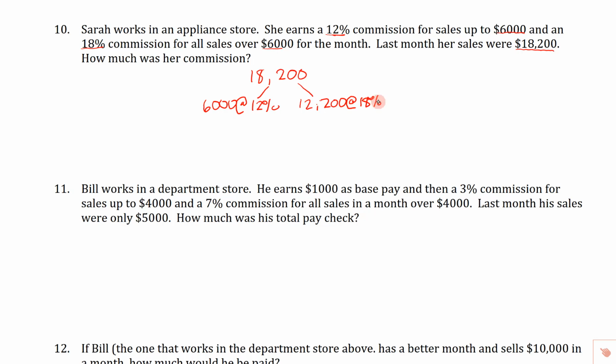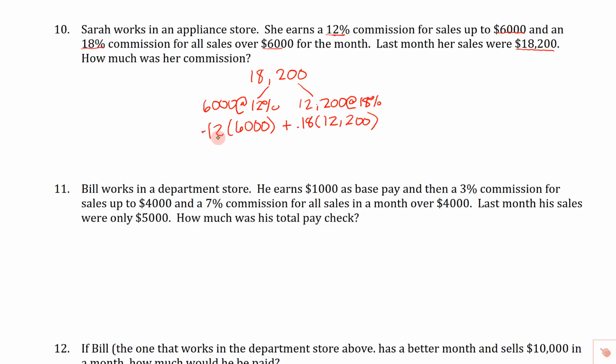All right, so when we figure out the commission, it's usually percent comes first. Like our other problems, we want our percent in decimal form, so that's 0.12, and we're going to multiply it by that 6,000. And then we're going to add these two commissions together. So the second commission, our percentage is 18%, so in decimal form that's 0.18, and we're going to multiply that by the rest of her sales, which were 12,200.